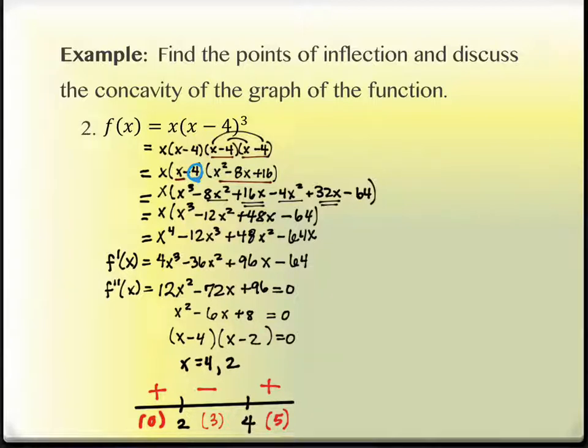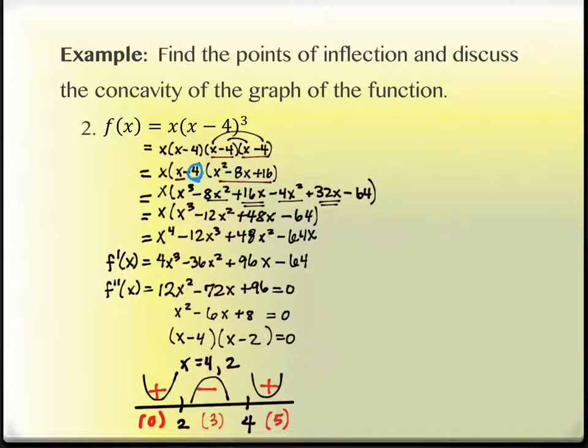Okay. So here, we don't have, like we did earlier, increasing and decreasing ideas. We have concave up and concave down ideas. So what does positive mean? It means it's concave up. Negative means it's concave down, and then a positive means it's concave up.